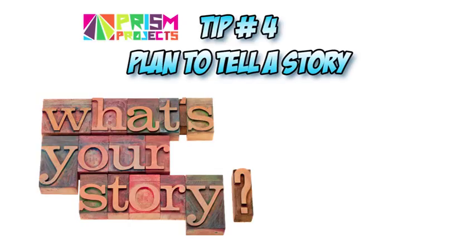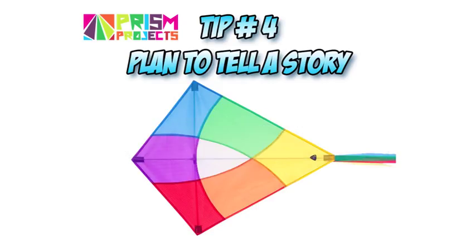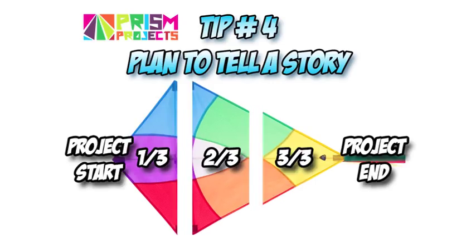So how to work out what your story is. I work with what I call the creative kite model, and it works on a kite shape. Why is it a kite shape? Well, the left-hand point of the kite is the project start point. The right-hand side is the project end point. Now, this can be any duration. This can be an hour, it can be a week, it can be a year. Any duration can be split up into 3 sections. 1, 2, 3, project end.